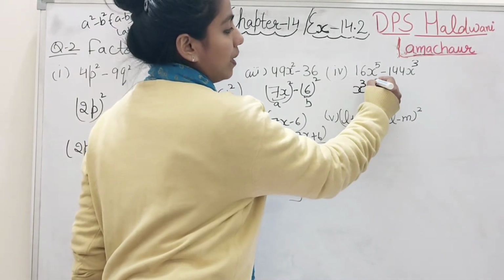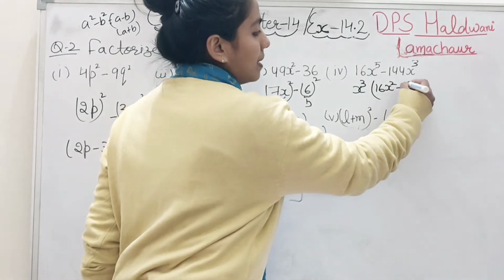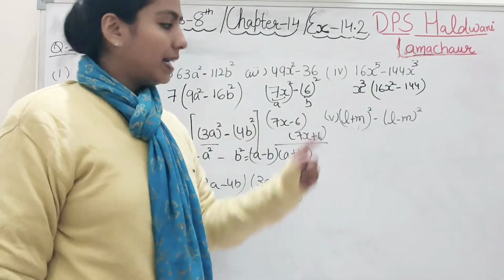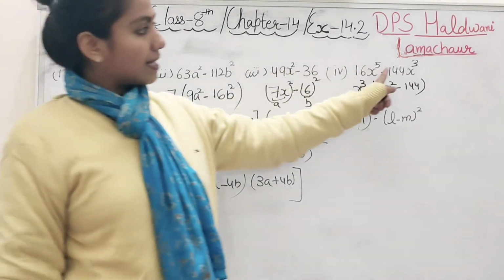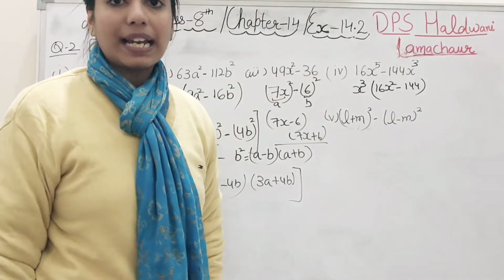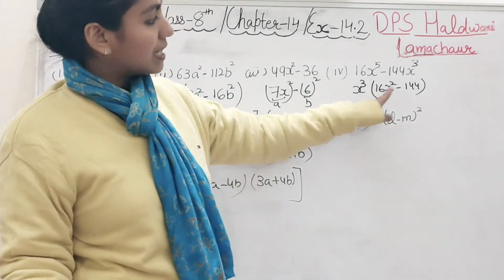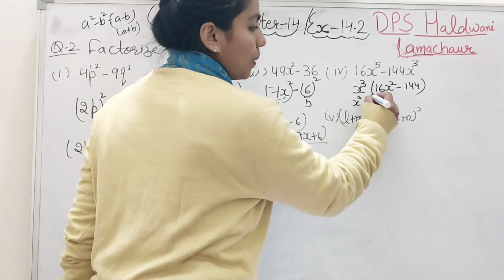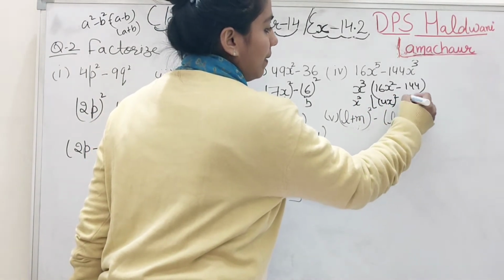X cube you can take out common and now inside will be 16x square minus 144 only. Right student, because x cube is outside. Here we took 7 as a common. But here x cube is common, so we took x cube common outside. We can do this because we have to make a square minus b square. Now easily it's making x cube remain as it is, square bracket (4x) square minus 12.